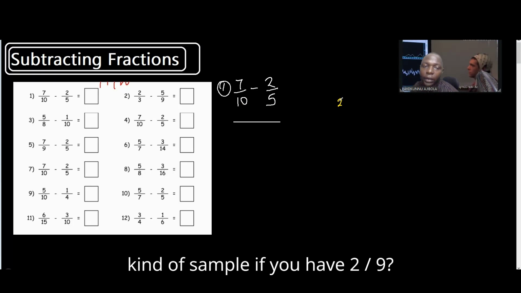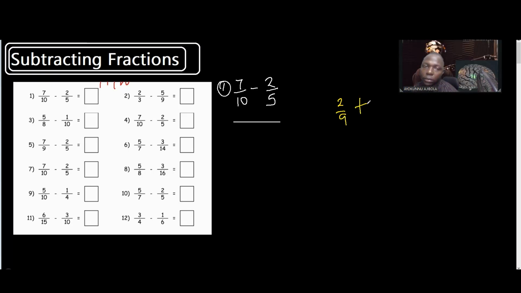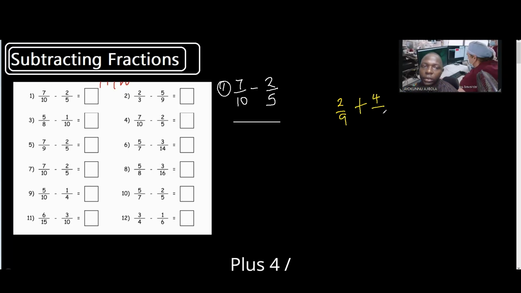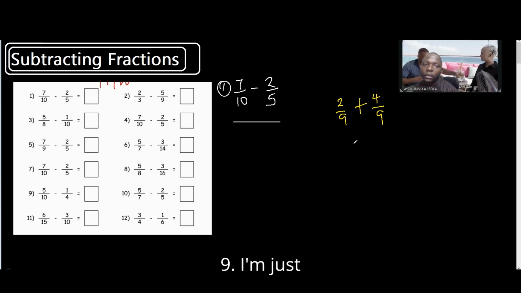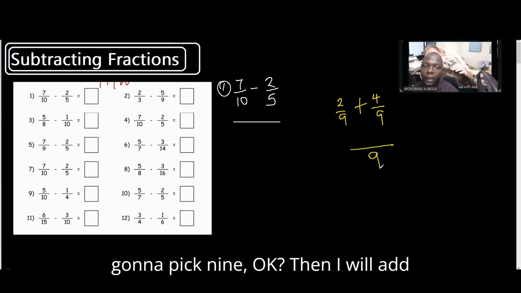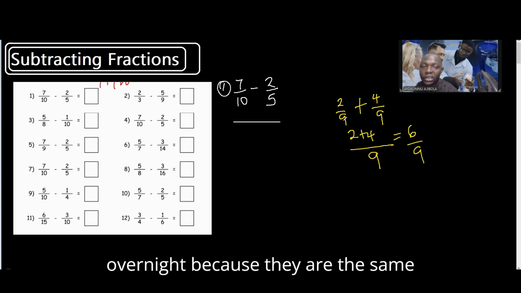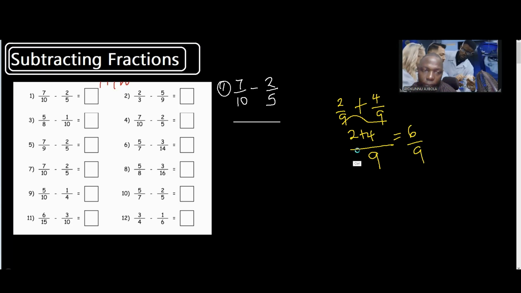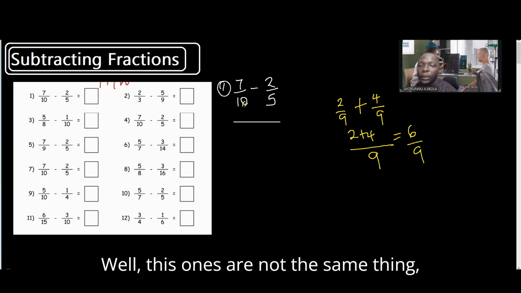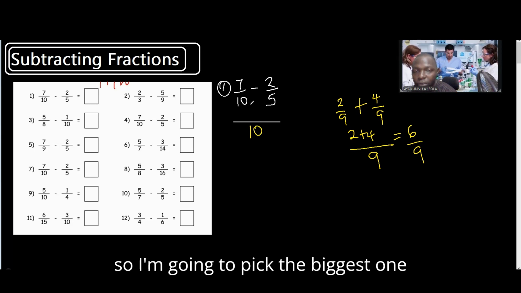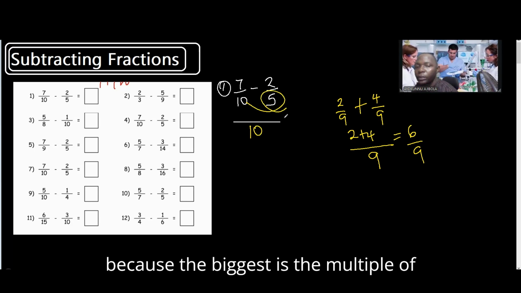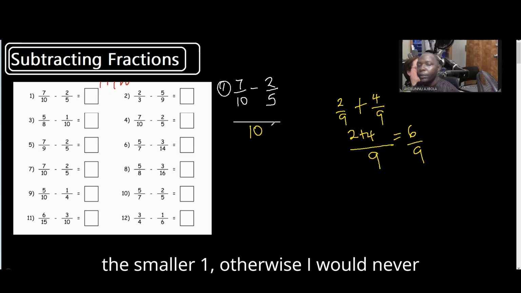For example, if you have 2 over 9 plus 4 over 9, I'm just going to pick 9, okay? Then I'll add 2 plus 4, and that'll be 6 over 9, because they are the same thing. But these ones are not the same thing, so I'm going to pick the biggest one because the biggest is the multiple of the smaller one. Otherwise, I would never pick it.